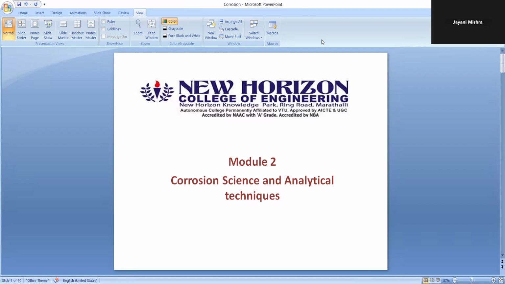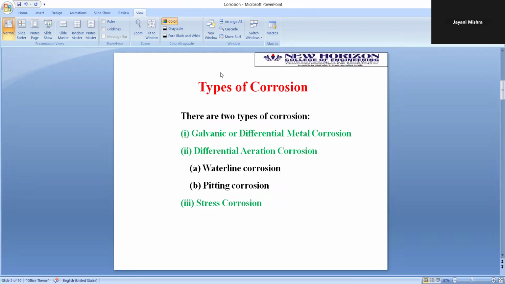Under Module 2, we are going to discuss types of corrosion. So we have three types of corrosion: differential metal corrosion, differential aeration corrosion, and stress corrosion. One by one, we will discuss them. We will go into details and we will connect them to real life examples.